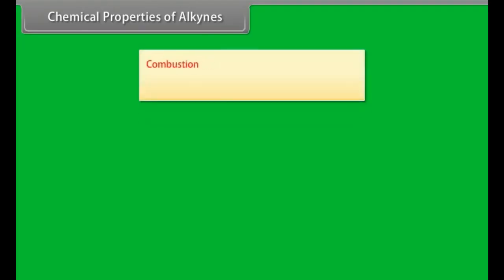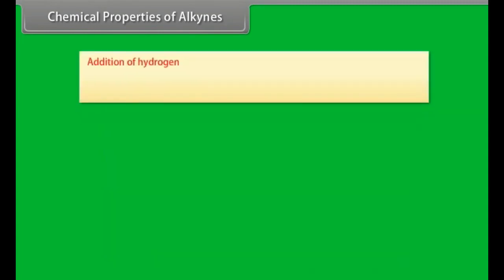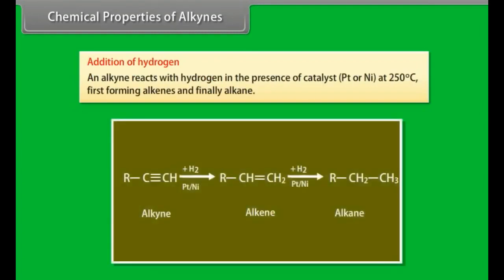Chemical properties of alkynes. Combustion. Alkynes burn in air or oxygen with a smoky flame. Addition of hydrogen. An alkyne reacts with hydrogen in the presence of a catalyst, Pt or Ni, at 250 degrees centigrade, first forming alkenes and finally alkanes.